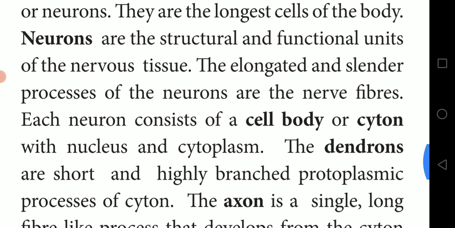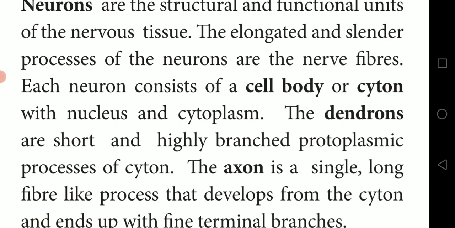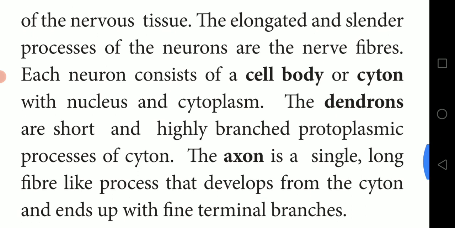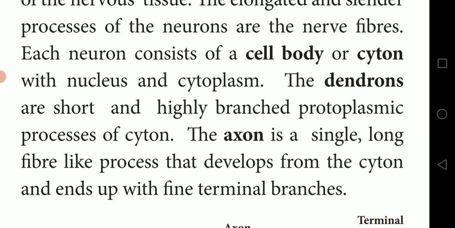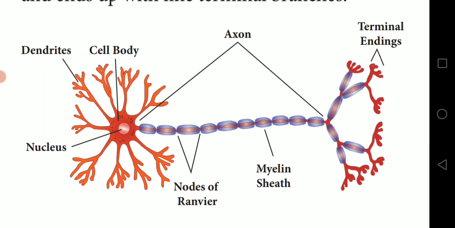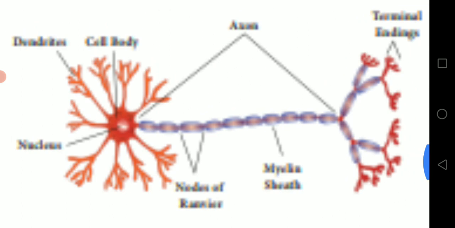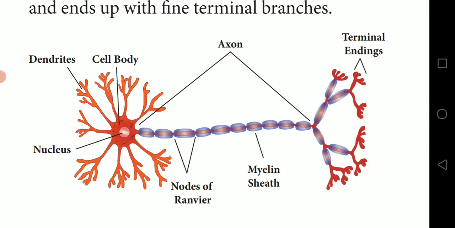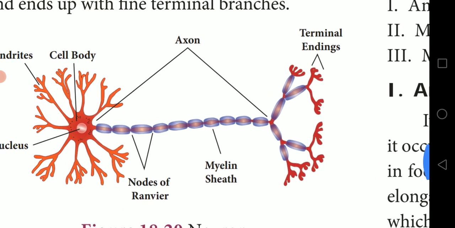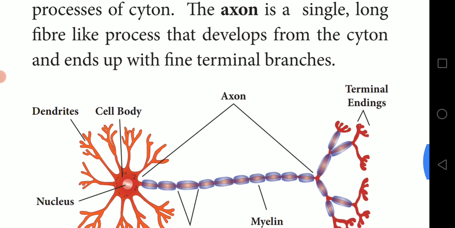Each neuron consists of a cell body, or cyton, with a nucleus and cytoplasm. The dendrons are short and highly branched protoplasmic processes of the cyton. I'll show you that picture here. You can find the parts. This is the cyton or cell body. Can you see the cell body? And this is the dendrites, and nucleus, and this long continuous chain-like structure is the axon, and nodes of Ranvier, myelin sheath, terminal ending. So these are the parts present in the structure of neurons.